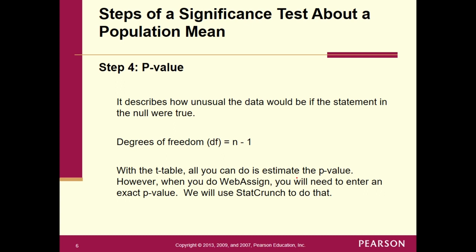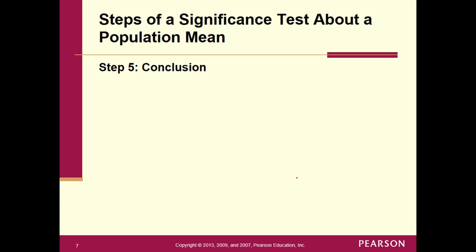However, when you do your homework in WebAssign, you will need to enter an exact p-value. And so we're going to use StatCrunch to do that. Now, for the test, if we want you to continue with the hypothesis test, we'll just give it to you. We'll give you the p-value for this t-test, when we're testing mu. This is what we call a t-test, by the way. And so we'll just give you the p-value on the exams so you can continue on with the test. But for homework, you can look it up on the computer.